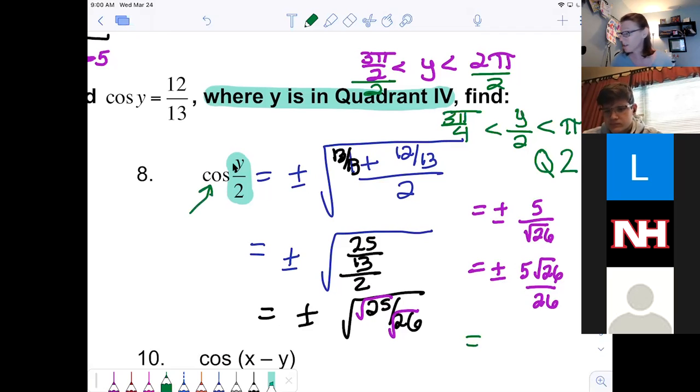Cosine is negative in the second quadrant. That's why their answer is negative for number 8. So that is something that you might want to note to yourself. If you're finding the half angle of sine or cosine, either one of those, you need to know the location of the half angle. Even though they give you the regular angle, you're finding the half angle, and you've got to understand where that half angle is located. So number 8 is negative because the half angle is in the second quadrant. Questions on that?